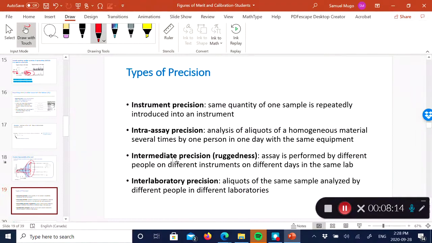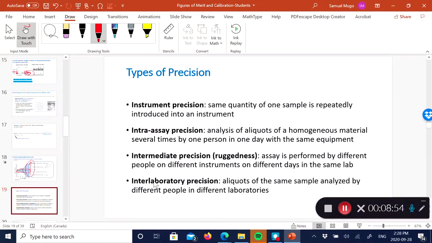Now, a much more robust method of determining precision is what they call the ruggedness or intermediate precision. This is where you take an assay and you get multiple technicians to analyze that assay using different instrumentation, in the same lab, but on different days. So you can see it's a bit more robust.